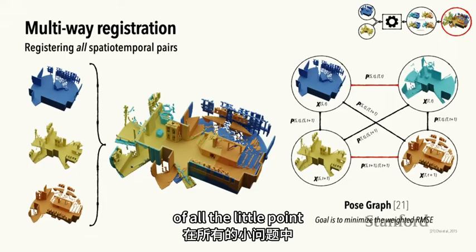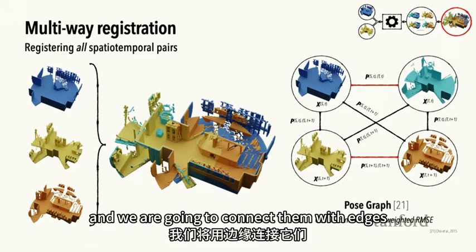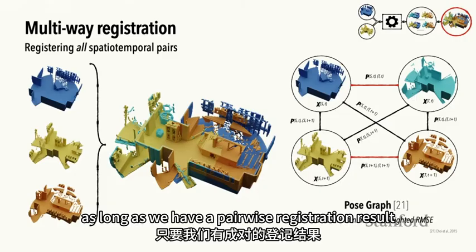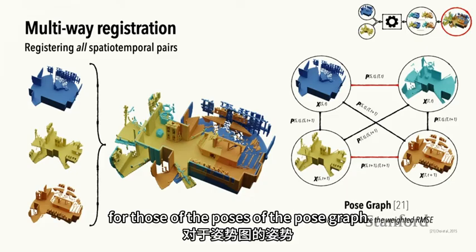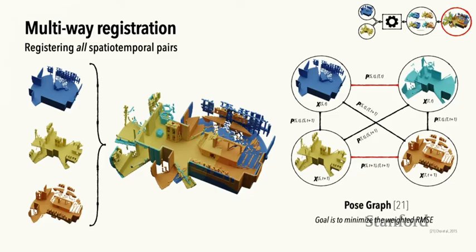And then we also evaluated on multi-way registration, where essentially we're talking about having a pose graph of all the little point clouds over space and time, and we are going to connect them with edges as long as we have a pairwise registration result, and we're going to try to minimize the weighted RMSE for the poses of the pose graph.